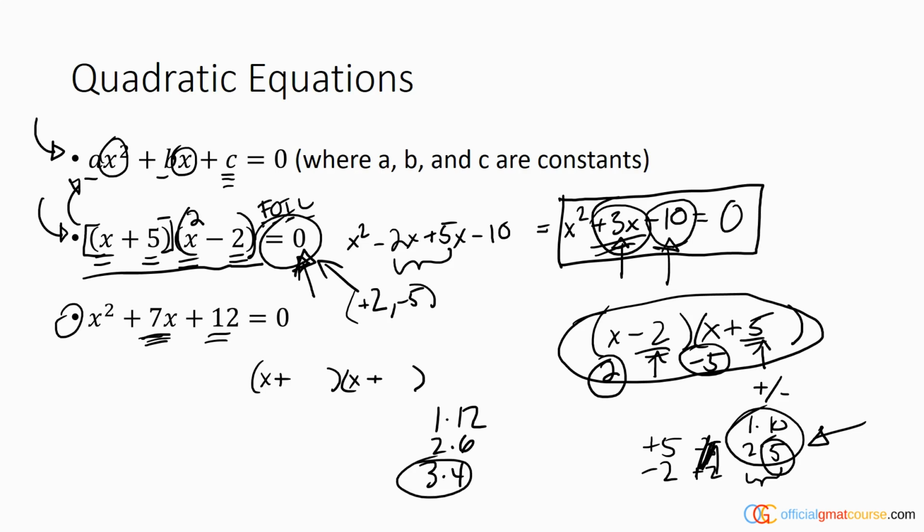Well, that's 3 and 4, which means we have x plus 3 and x plus 4, and the roots are -3 and -4. So there's our roots. That's how we solve it.